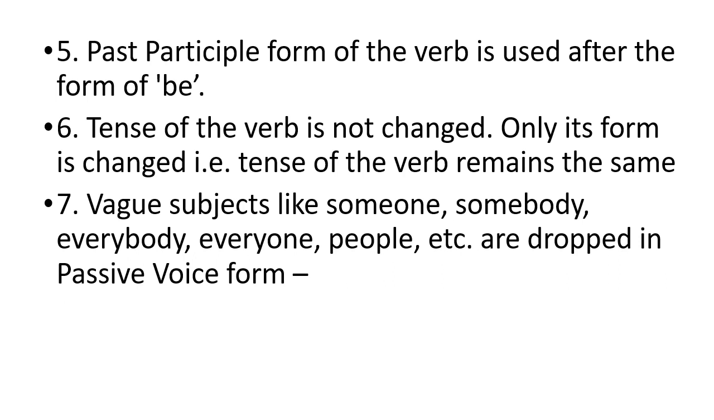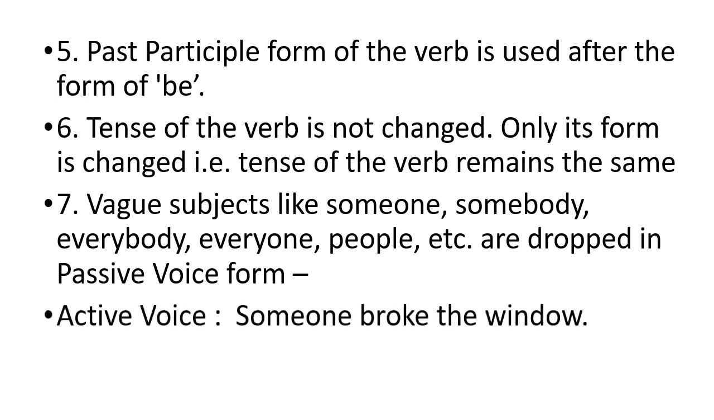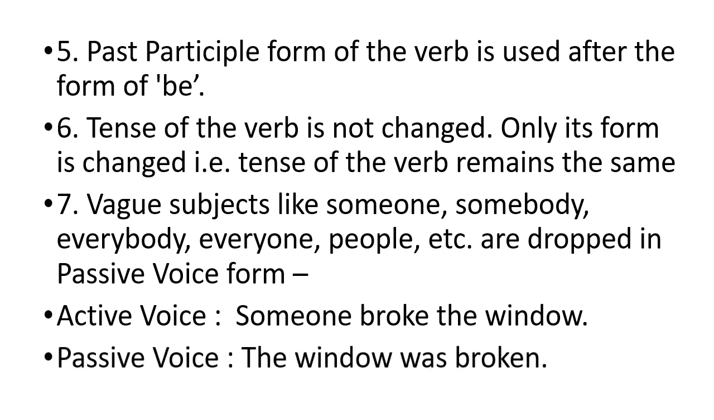Seventh, vague subjects like someone, somebody, everybody, everyone, people, etc. are dropped in passive voice form. For example, someone broke the window. Its passive voice will be the window was broken. Or if you want to write someone, you can write it like this: the window was broken by someone.